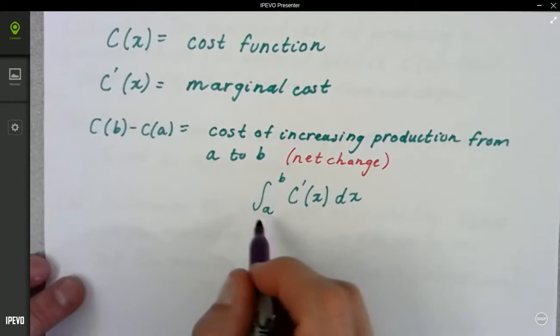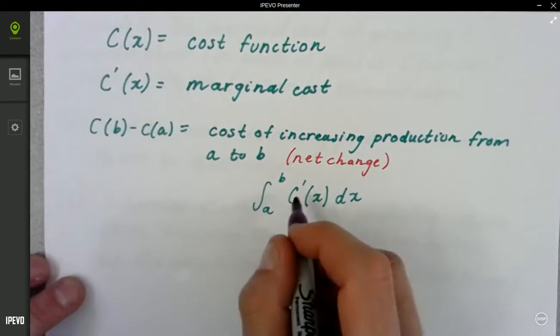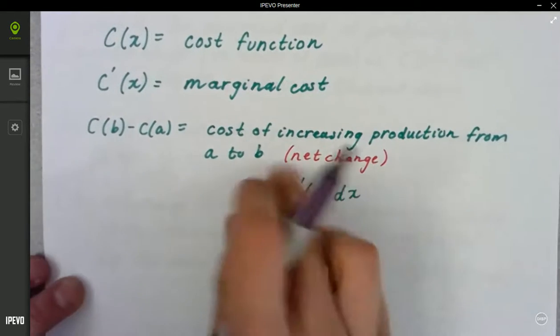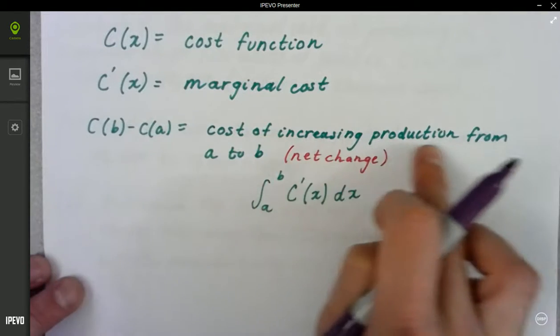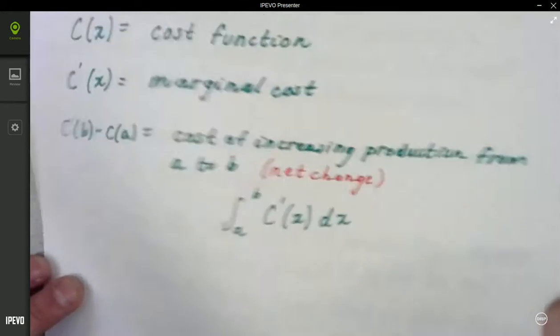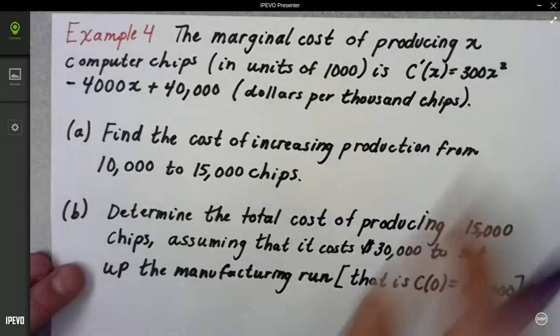So here's the integral from A to B, or time interval, of C prime of x dx. That's what we're looking at integrating here. And we know the amount to increase production from A to B is called the net change. Here's our net change. Okay, so I've got one example to show you on marginal cost.